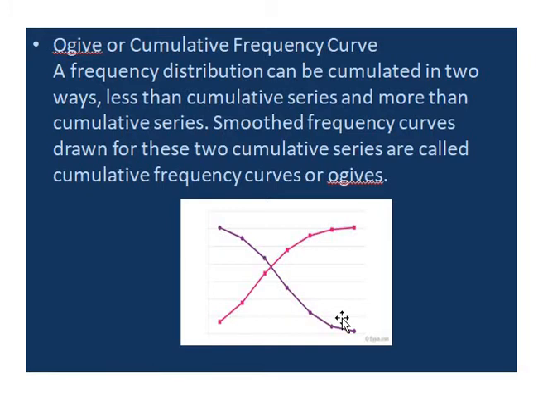According to that, we'll be marking your points, and we'll be drawing both ogives, that is less than ogive and greater than ogive, and we'll be having an intersecting point. So what do you mean by less than ogive?